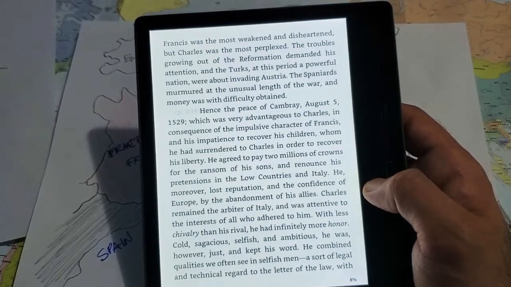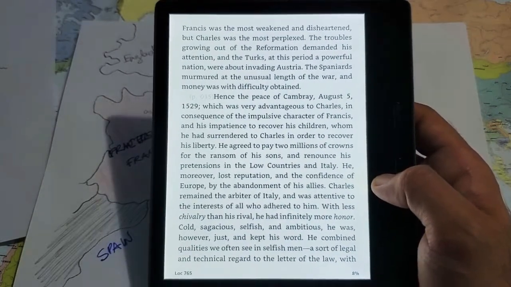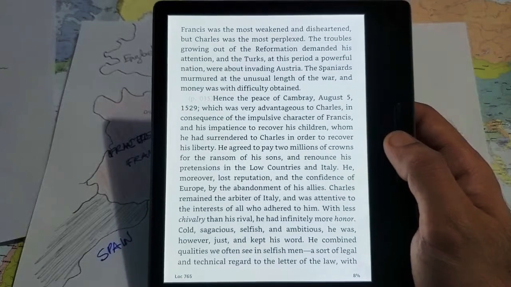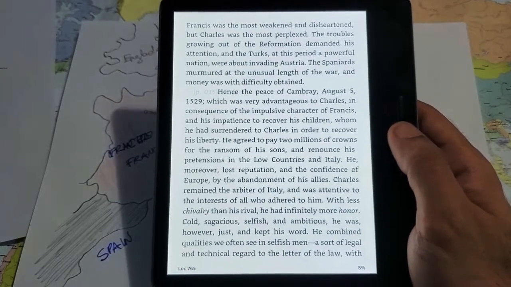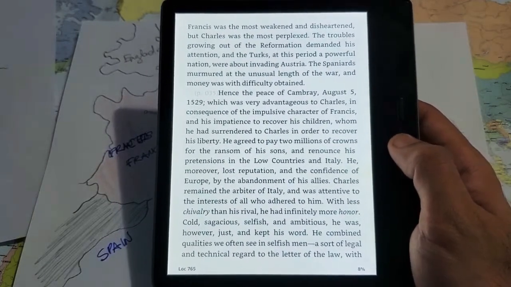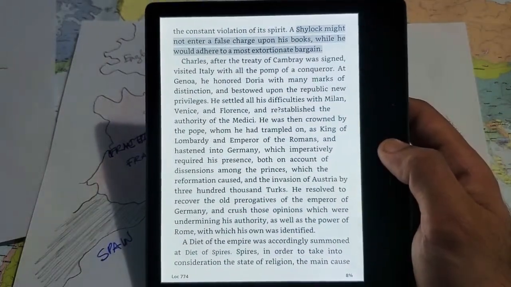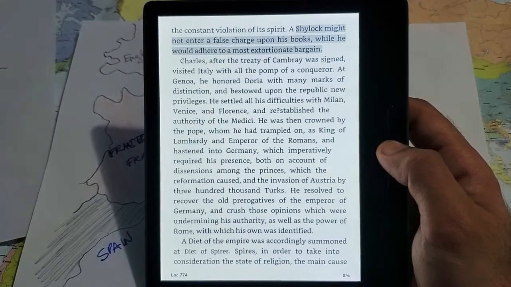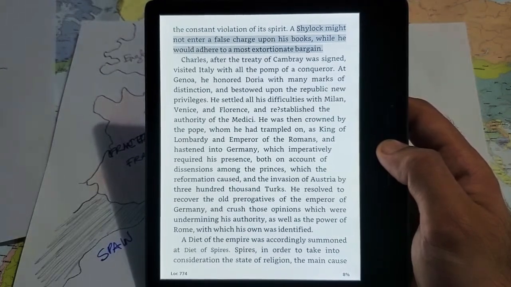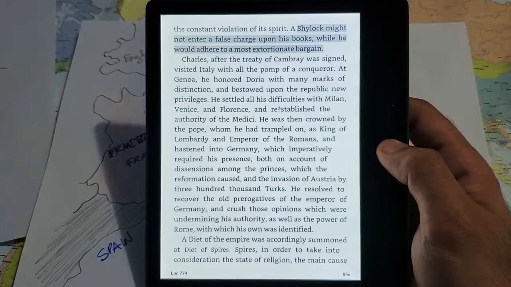Cold, sagacious, selfish, and ambitious, he was, however, just and kept his word. He combined qualities we often see in selfish men: a sort of legal and technical regard to the letter of the law, with the constant violation of its spirit. A Shylock might not enter a false charge upon his books, while he would adhere to a most extortionate bargain.